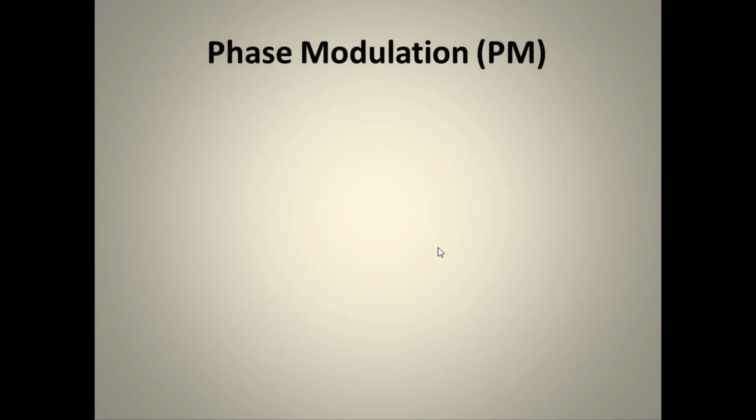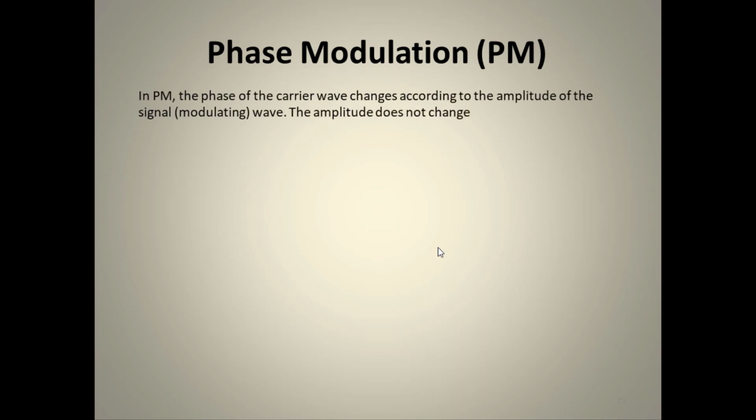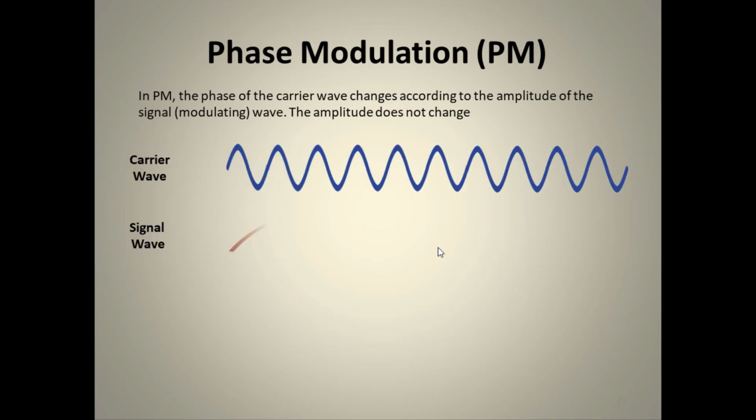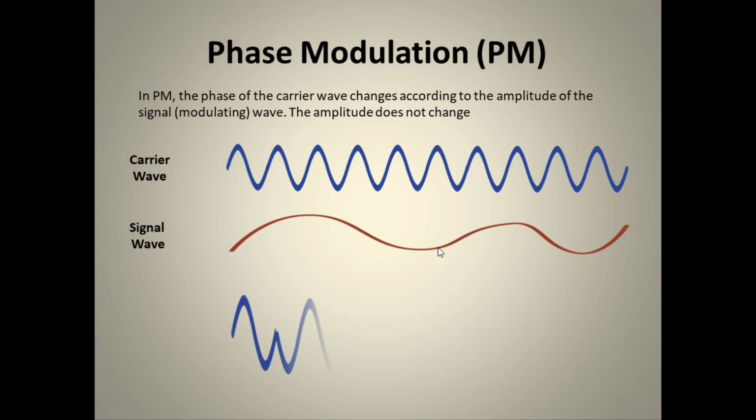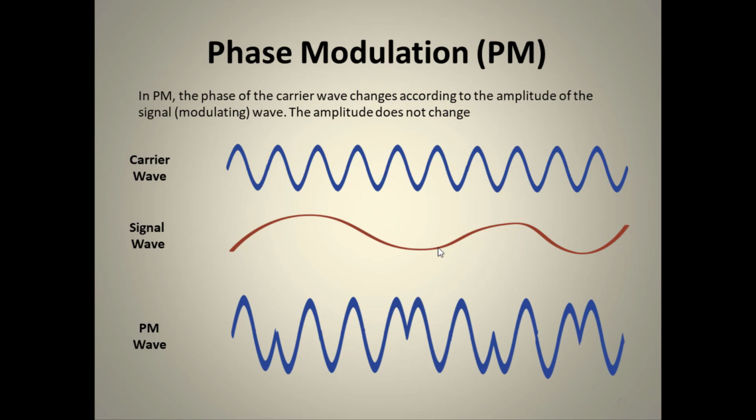The last one is the phase modulation. In phase modulation, the phase of the carrier is changed with respect to the amplitude of the signal or the modulating wave, while the amplitude of the carrier does not change. This is the carrier wave, this is the signal wave, and here this is the PM wave. This is how we get the PM wave. The phase is changing according to the amplitude of the signal wave.